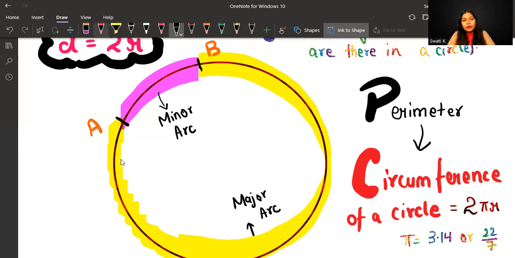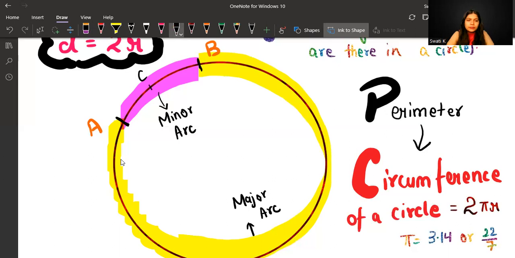Now, if you want, you can represent that as minor arc AB, so that one can understand that you are talking about that particular arc. If you're talking about major arc AB, you can write down major arc AB, right? Or there is one more thing that you can do. You just put one more point here.